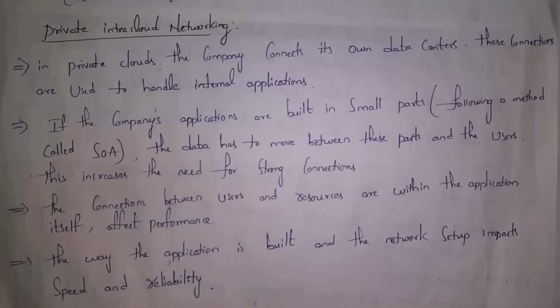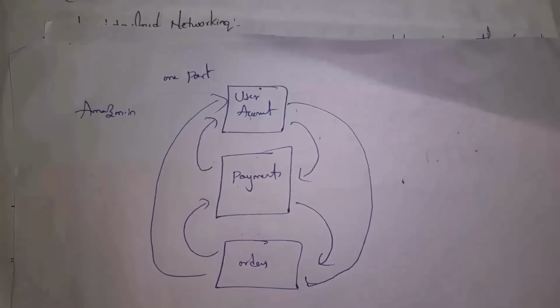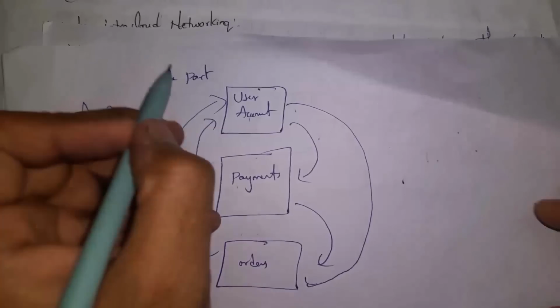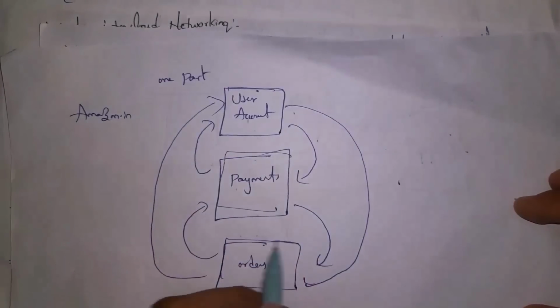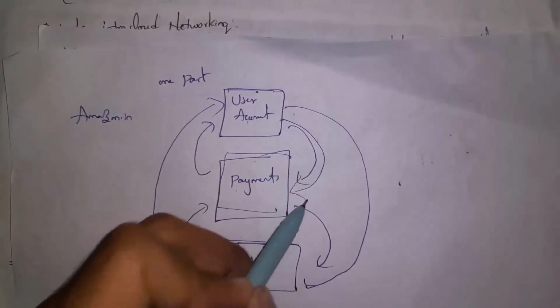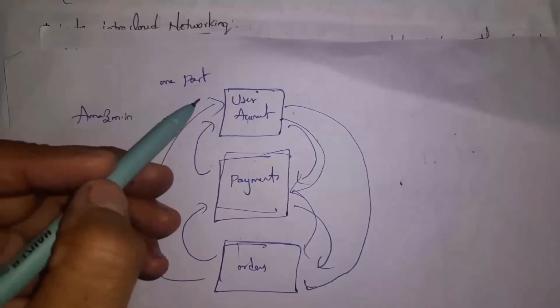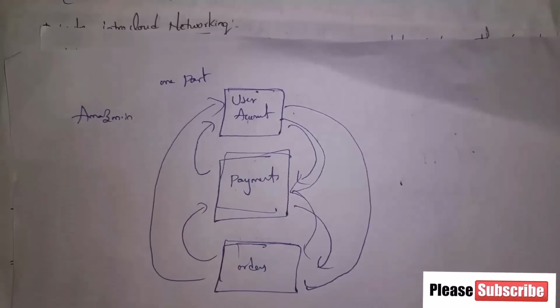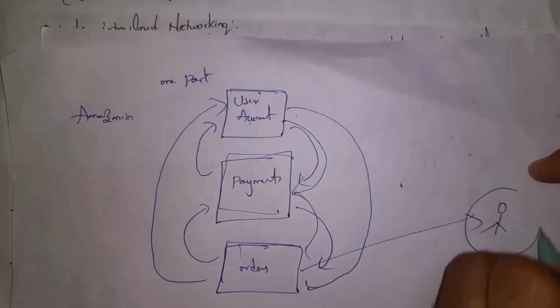Guys, I will give an example. For example, my company created a small application like Amazon, and this application is built in small parts. One part is user account, the next part is payments, and the next part is orders. By using the user account, whenever a user makes a payment, we need to place the order immediately. So all parts of this application must communicate with each other. And immediately, whenever the order is okay, we need to send a feedback message to the user.